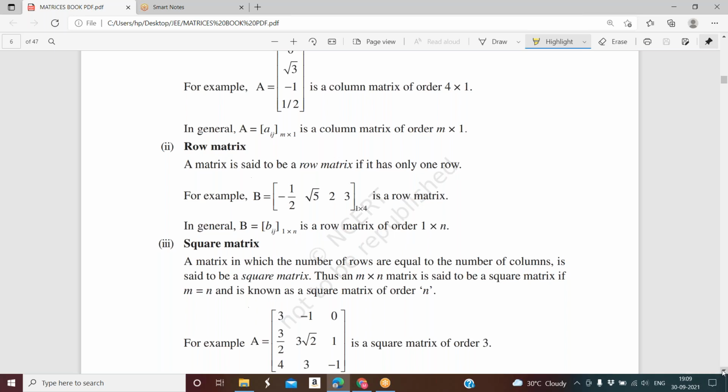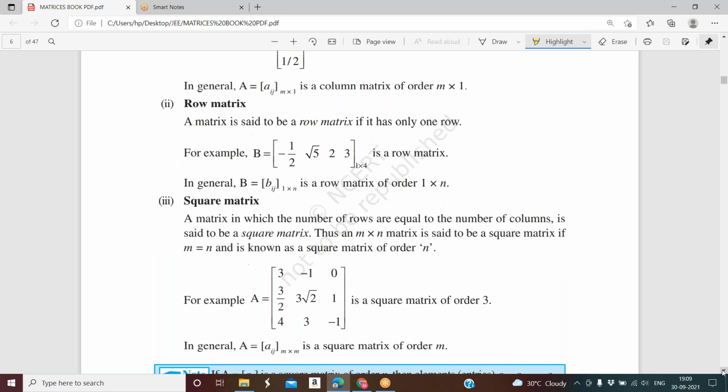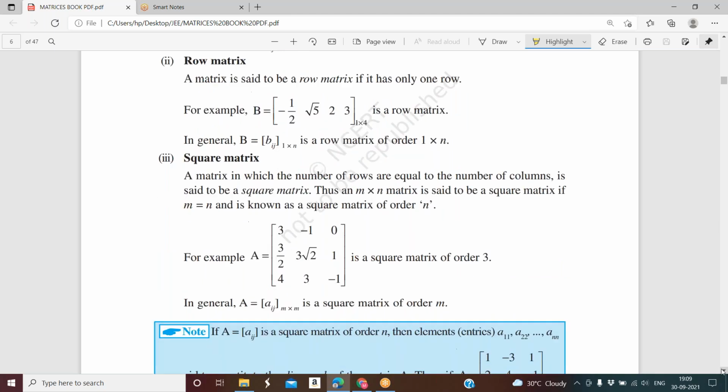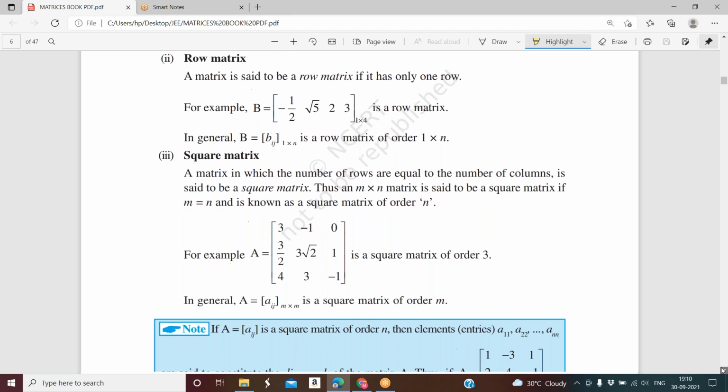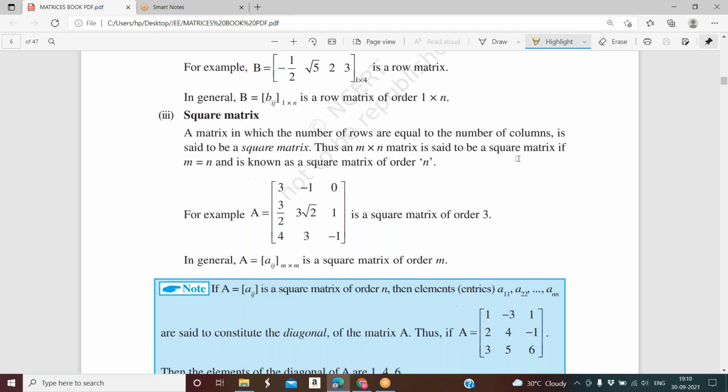Next, we are going to define square matrix. What is a square matrix? A matrix in which the number of rows is equal to the number of columns is said to be a square matrix. So an m cross n matrix is said to be a square matrix if m equal to n. What is m? m represents the number of rows and n represents the number of columns. So if m equals n, then we say that the given matrix is a square matrix of order n.